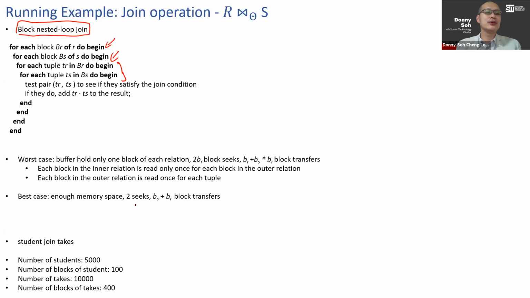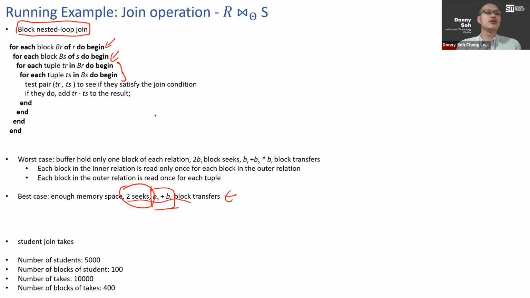The best case scenario is again easier to understand. The best case scenario is that the number of transfers, or rather everything can fit into the memory. So we can just put everything in the memory, and then we just require the block transfers to be the number of blocks in each table added together. And then we have 2 seeks. Okay. So this is the slightly easier one to understand.